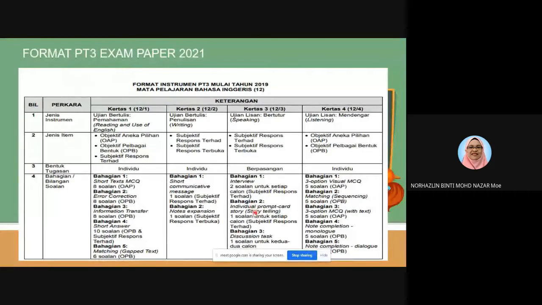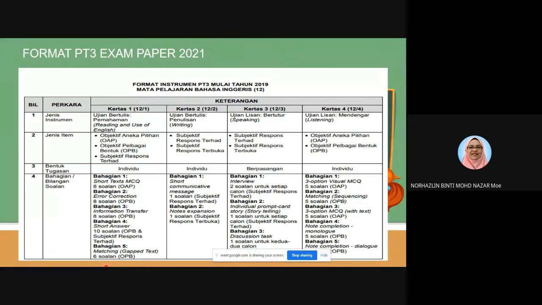So section 2 is individual prompt card story. It's a storytelling. Satu soalan untuk setiap calon. Remember, teacher will give you 2 pictures. Student A will get the first series of pictures. Student 2 will get series of pictures. When student A describe about the pictures, students 2 need to what? Need to get ready to answer the question about student A's big picture. You still remember the format?